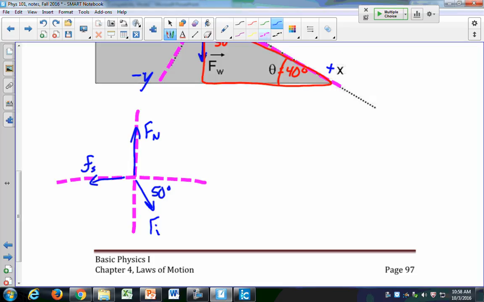That's FW. I'm going to go ahead and put in my value for FW. It's a 10 kilogram block, so that means my weight is 100. That's right. I say 10 kilograms times 10 meters per second squared, and that's equal to 100 newtons. So that's my FW. Now I'm going to resolve my vectors.